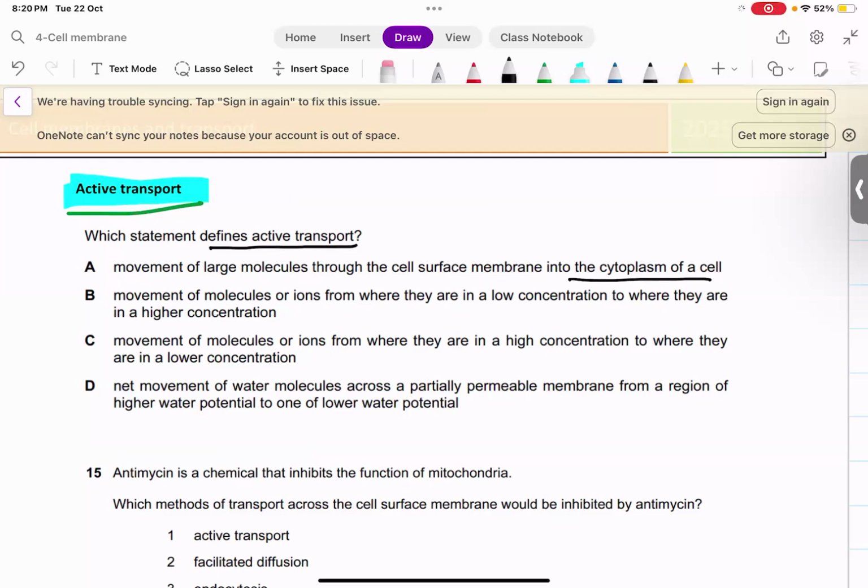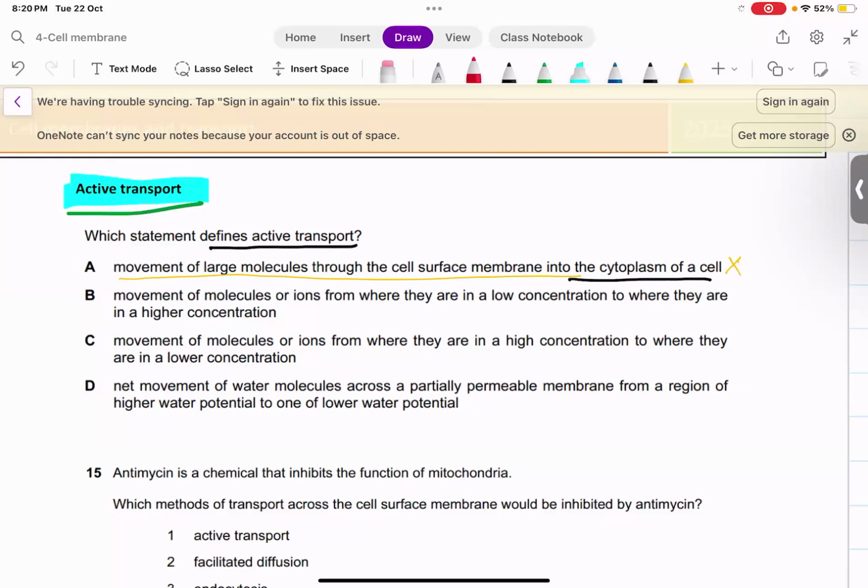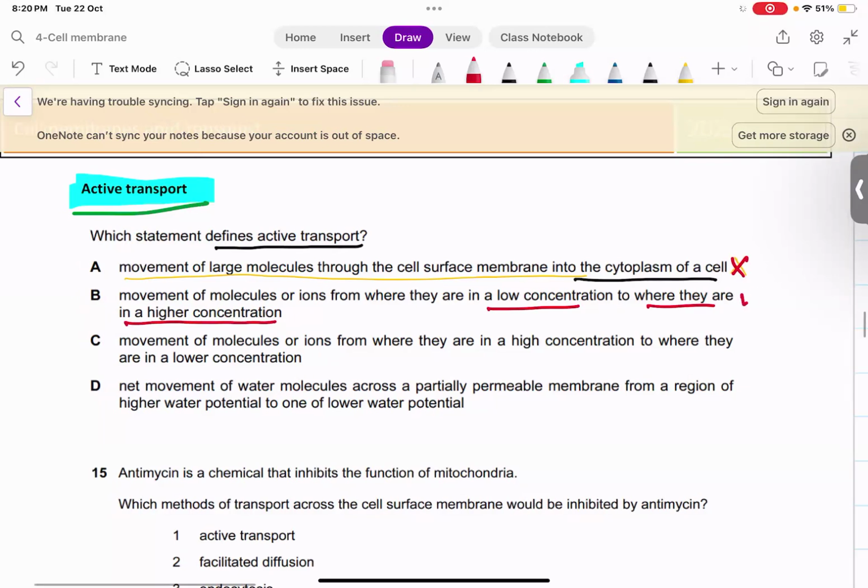So you see there has not been any mention of movement from low concentration to high concentration. Neither is there any reference to use of energy. So this could not be a definition of an active transport. For an active transport, there should be the movement from low concentration to high concentration by use of energy. So movement of molecules or ions from where they are in low concentration to where they are in a high concentration. So this could be a correct choice, right?